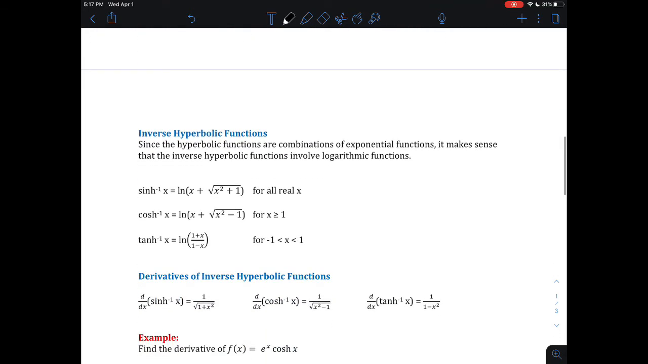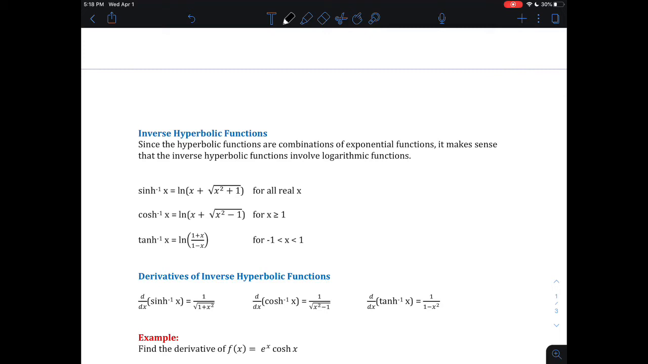So then for those functions, there are of course going to be inverse functions, and we shouldn't be surprised that if they're all defined using exponential functions, then their inverses should be defined using logarithmic functions. So we can see that here. Here's the inverse of hyperbolic sine of x. That is natural log of x plus the square root of x squared plus 1. That's for all real numbers x.